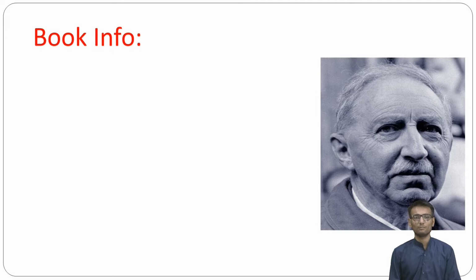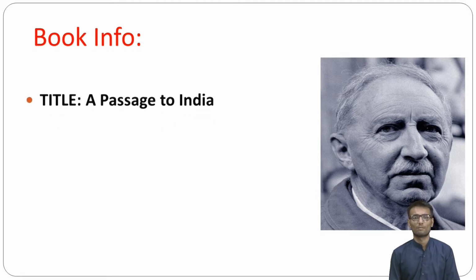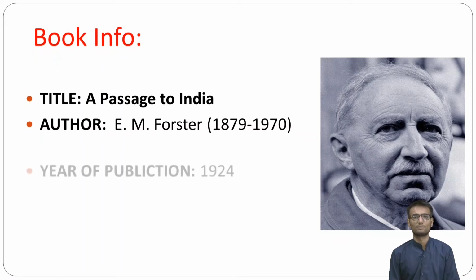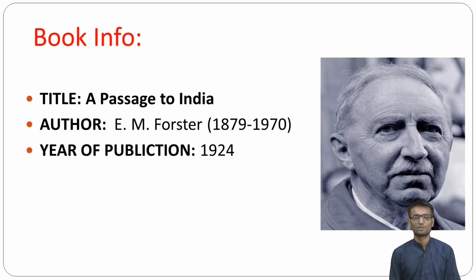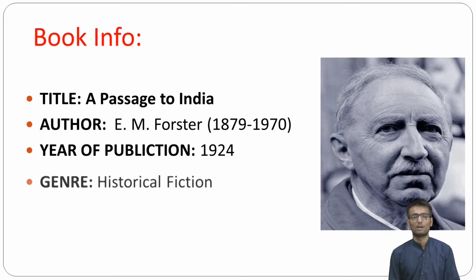Now, let us discuss the book info. In A Passage to India, the author E.M. Forster, who lived from 1879 to 1970, published it in 1924. The genre of the novel is historical fiction. As you can see in the slide, the year of publication, author, title, and the genre.